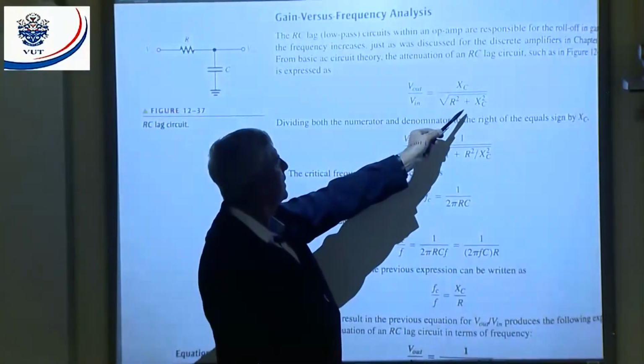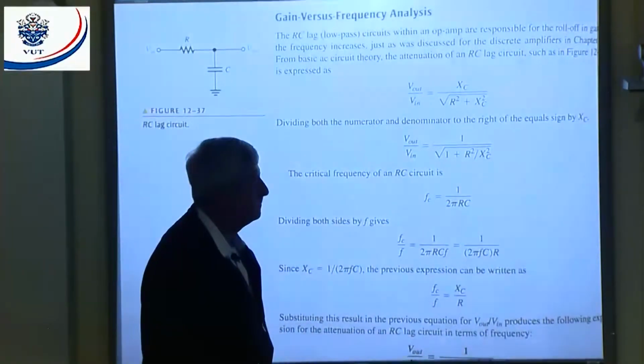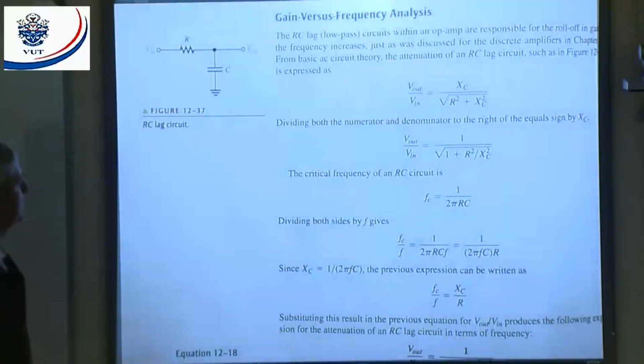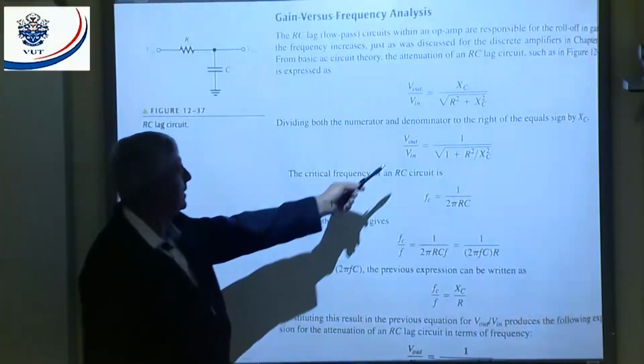Now they say divide both sides by F, then I will get FC divided by F is equal to 1 upon 2 pi RC times F, and that will be equal to 1 upon 2 pi FC times R. They say since XC is 1 upon 2 pi FC, that will cancel out. Then I can say FC divided by F is equal to XC divided by R, my capacitive reactance divided by my resistance.